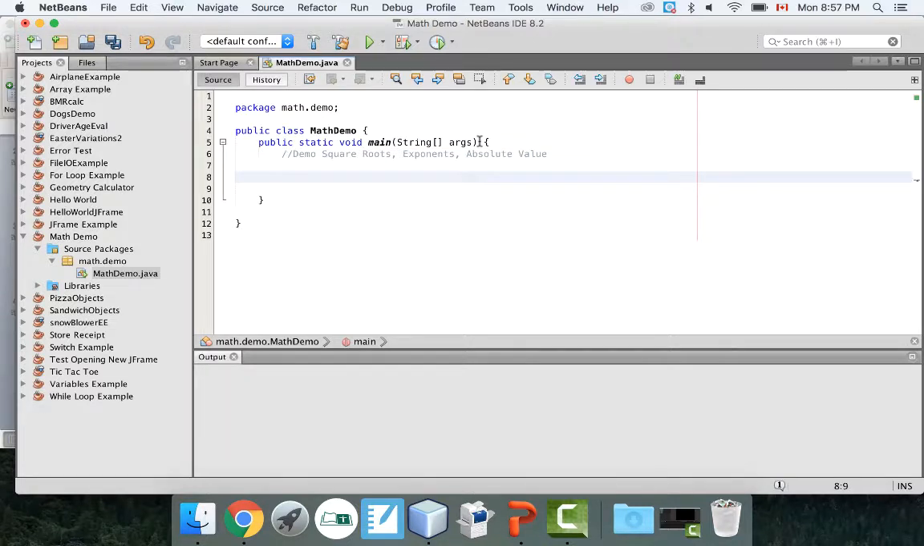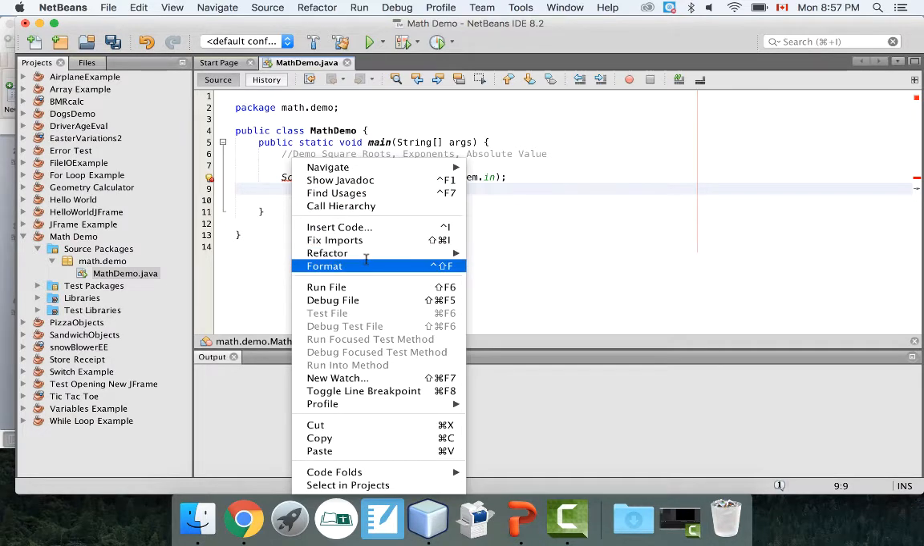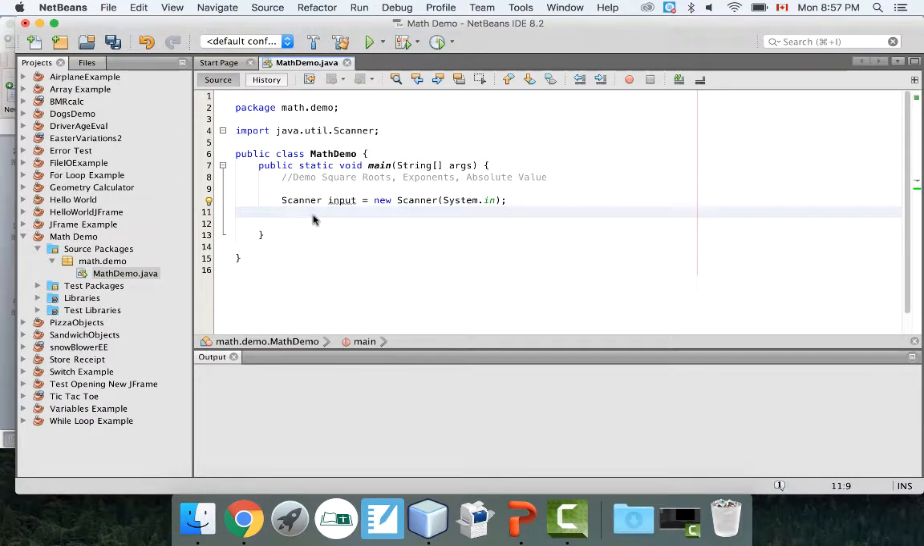Okay, so first thing I'm going to do is create my scanner class. So Scanner, I'm going to call it input equals new Scanner, and attach to the System.in. That's just going to allow me to use the keyboard properly for my input at least. Now I'm going to have to fix my imports. Right click and then fix the imports. And let's just go double num1, something like that, because I'm going to be getting information from the keyboard. I'll just go with num1. Now let's do square root first.